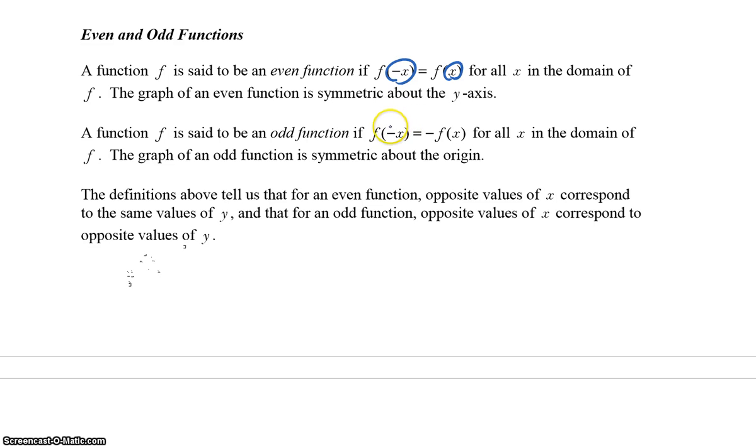And for an odd function, opposite values of x correspond to opposite values of y. Here again, we see minus x and x are opposites, but the equation is showing us f of minus x equals minus f of x, so there's a minus sign here, that the y values are opposites as well. So for an odd function, opposite x's give opposite y values.